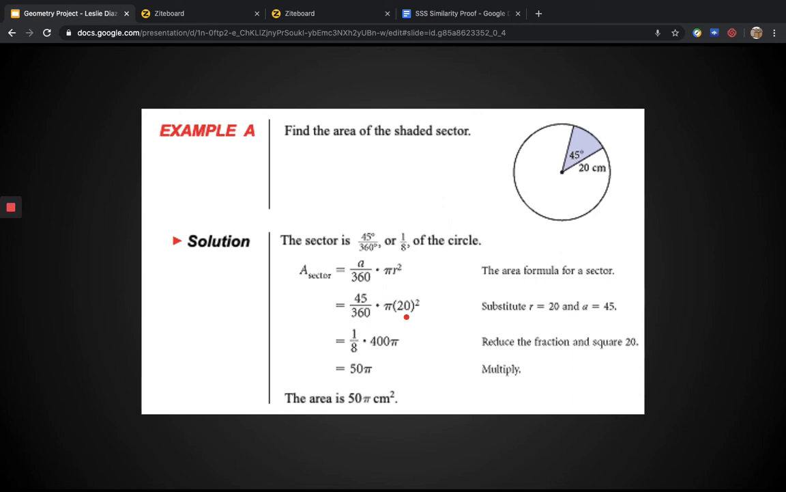Once we do that, we simplify the fraction, get 1/8, and we get 400 pi. Since it's a simple fraction, 1/8, you can also just divide 400 pi by 8, and you would get an answer of 50 pi centimeters squared.